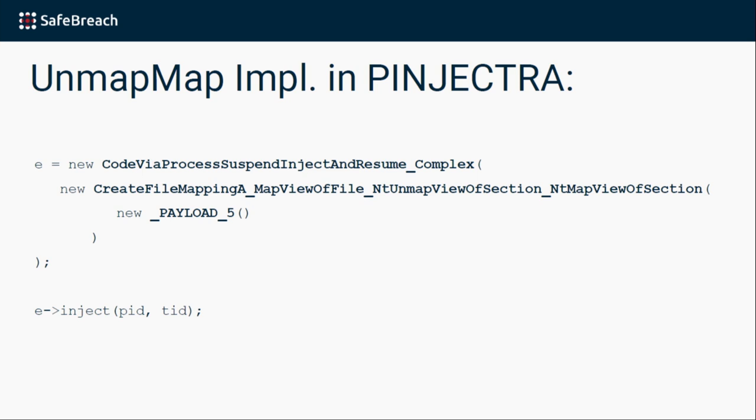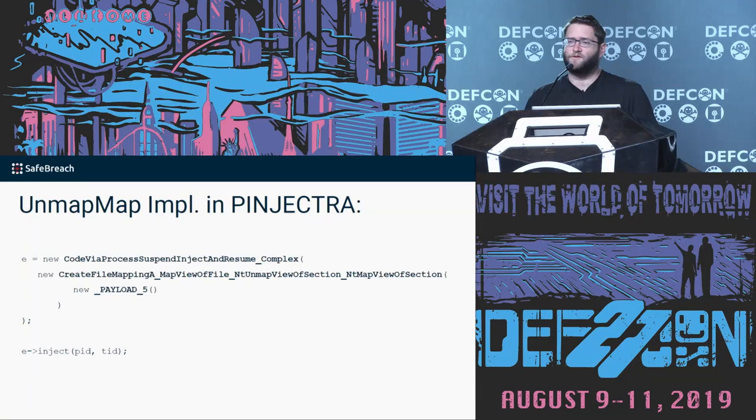Okay. Again, continuing with the series of demos that we have planned for you today, as Amit mentioned, the very exotic and interesting technique of the unmap and map, which includes many different steps along the way. Again, with Pinjectra, it's broken down into these three different classes. For the people here that were keeping notes on the actual class names, you can see that the CodeVia suspend, inject, and resume complex was already used in our own implementation of the stack bombing. This is just one of the features of using these libraries, the ability to reuse existing code and logic. And so we do not have to re-implement the conceptual execution technique.